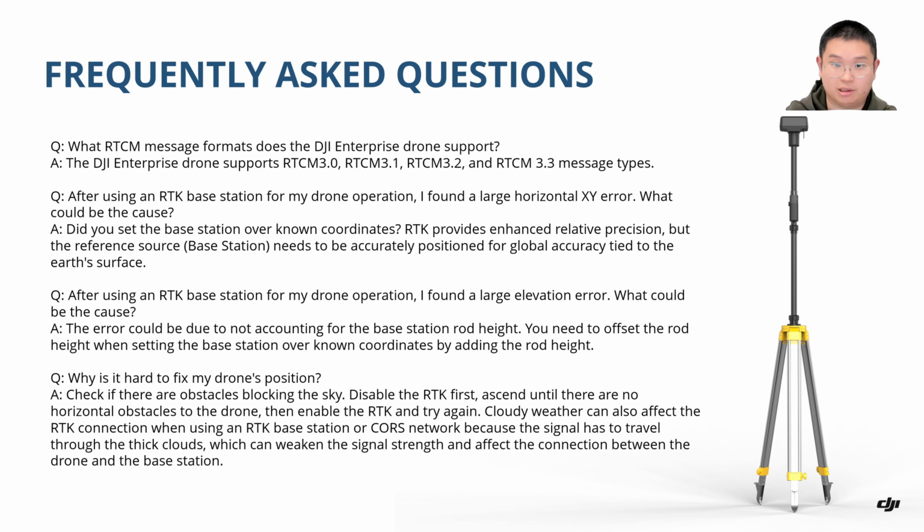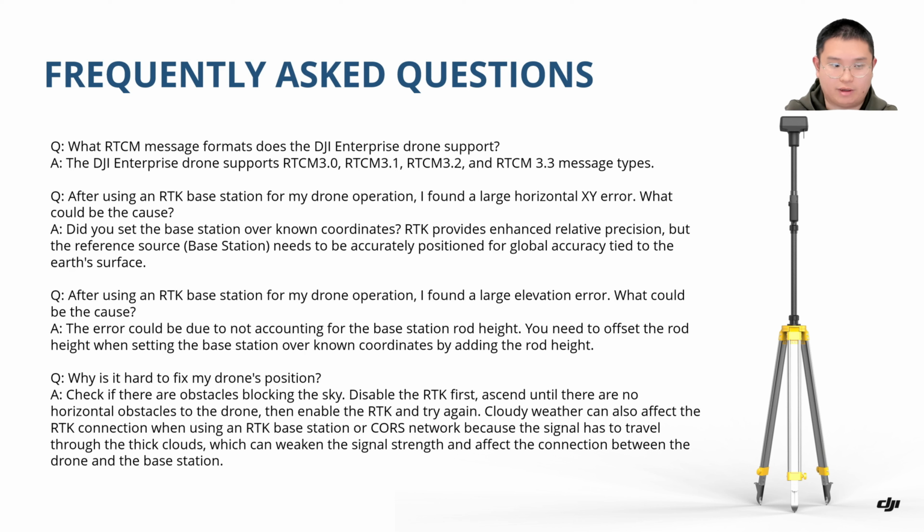However, if your XY error is inconsistent compared to multiple known points, then this might indicate that you have poor RTK connectivity status. Next question is, after using an RTK base station for my drone operation, I found a large elevation error. What could be causing this? The answer for this one is, the error could be due to not accounting for the base station rod height. You need to offset the rod height when setting up on a known point.